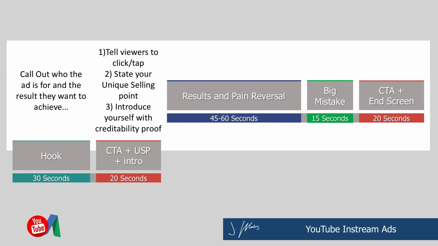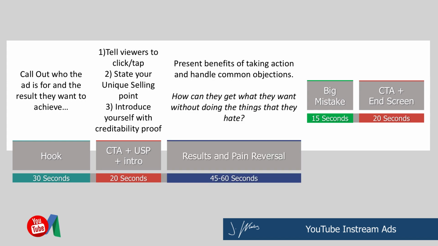So once you've done that and you've introduced yourself a little bit, the next step is to present the benefits of taking action and then handle common objections. So how can they get what they want without doing the things that they don't want to do? So you see this in the weight loss industry a lot.